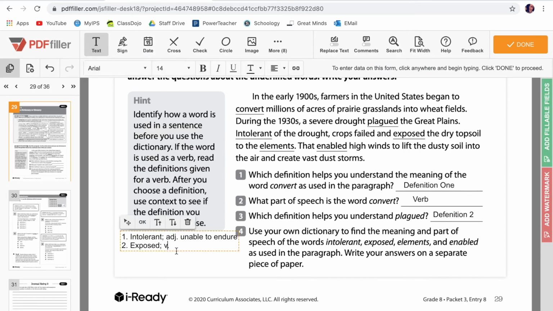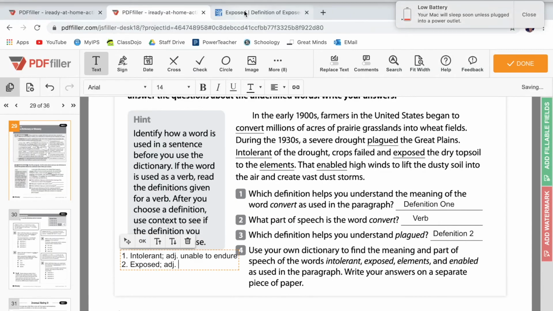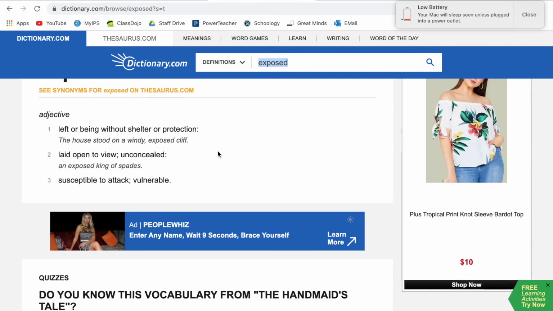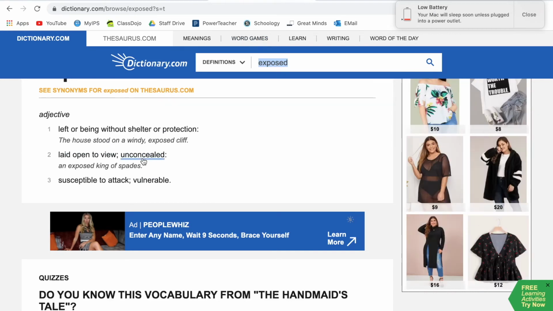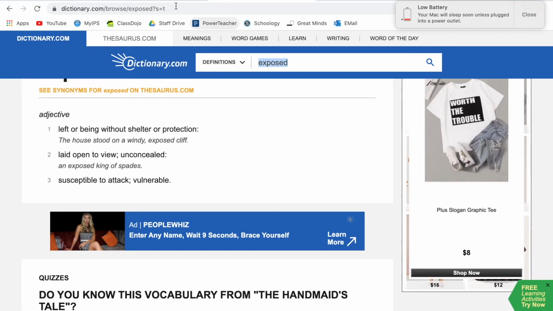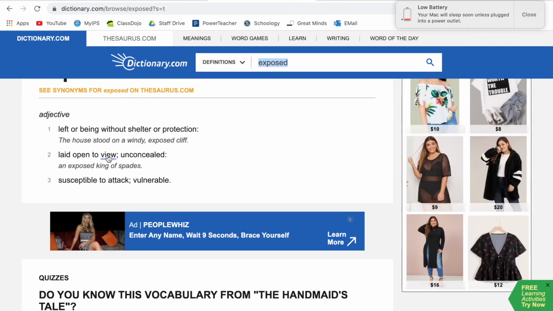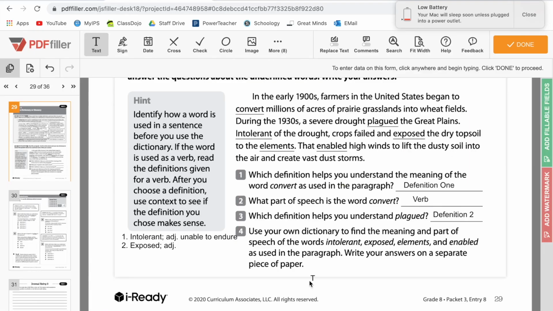The part of speech we're looking at here, as we could see there, was an adjective. If we look at the definition, it says, left or being without shelter, laid open to view, or susceptible to attack, or vulnerable. Well, if we look here, it's being exposed to the elements. So I would say that it's being left without shelter or protection. So exposed, left without shelter.